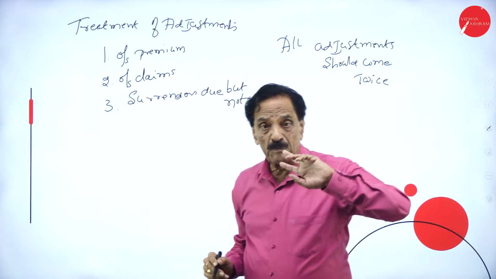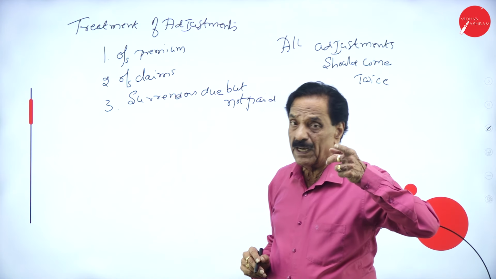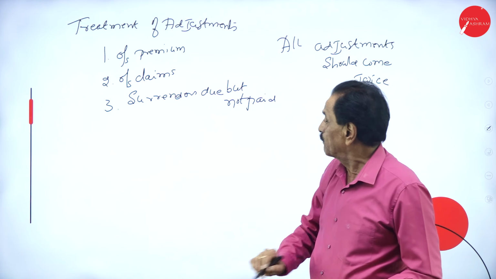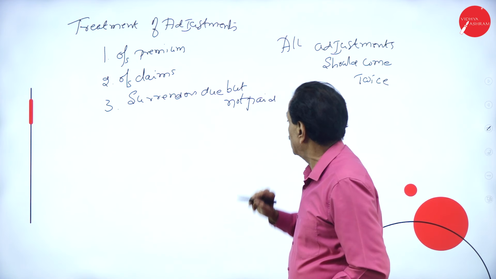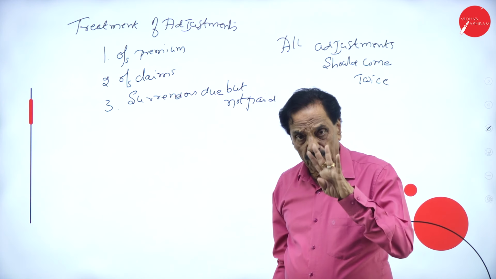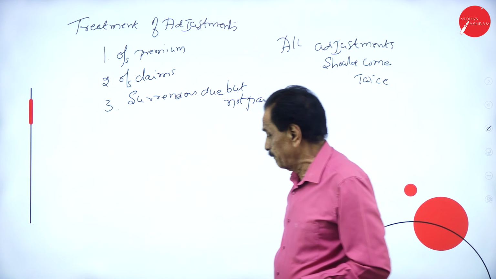Outstanding claim should be added to claim in the schedule number 4 in the benefit paid. Then it will come under current liability, schedule number 13. Surrenders due but not paid should be added to surrender in the schedule number 4. Then it will come on the liability side of the balance sheet.